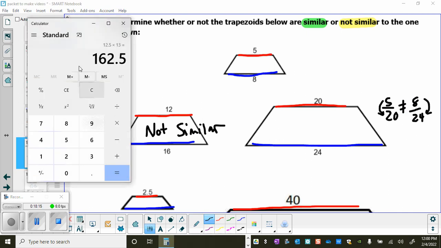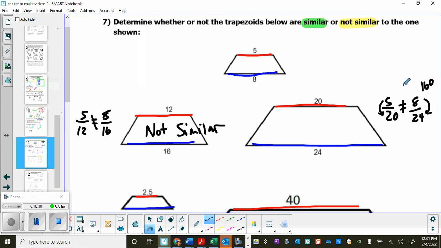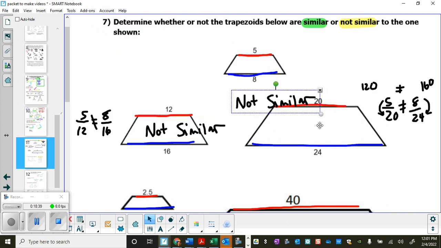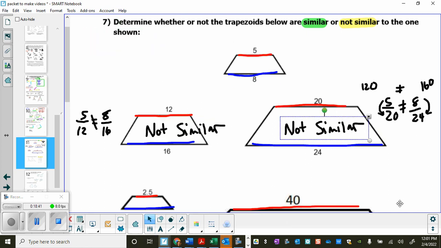And friendly reminder, you always have your calculator. You've got 5 times 24. So we're looking for a 120. But when we cross multiply 20 times 8, we get a 160. So my 160 on this side does not equal my 120 on this side. So not similar. And I'm just going to copy and paste from this because I can, because I got a computer. But y'all can write not similar for that one.